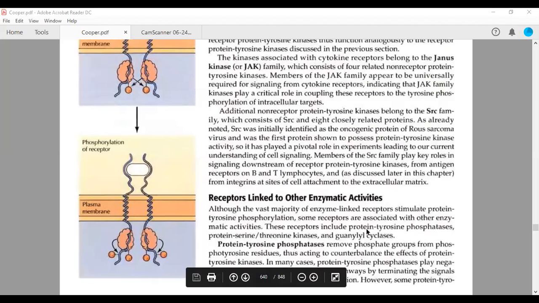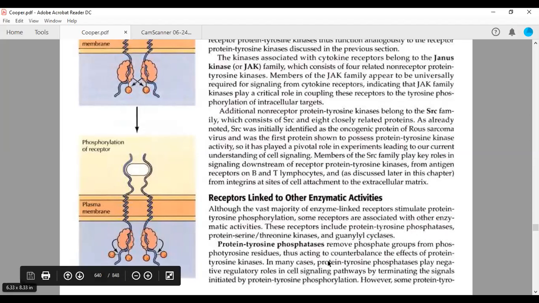If there is a lot of phosphorylation of tyrosine, the phosphatases will remove those phosphate groups from the tyrosine so that a balance can be created. These protein tyrosine phosphatases remove the phosphate groups from the tyrosine residues. This will counterbalance the effect of protein tyrosine kinases. In many cases, protein tyrosine phosphatases play negative regulatory roles in cell signaling pathways by terminating the signal.